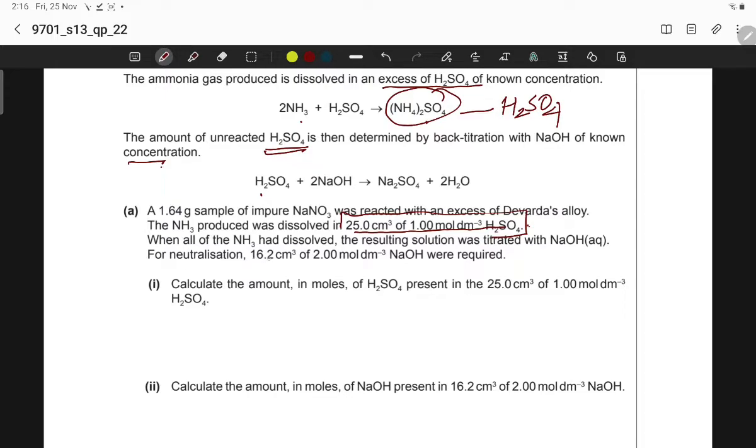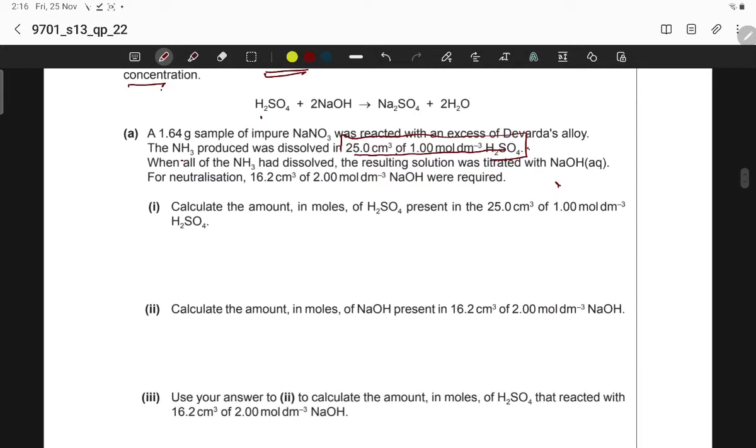When all of the ammonia had dissolved, the resulting solution was titrated with sodium hydroxide. Then this solution, which reacted with ammonia, reacts with sodium hydroxide for neutralization. 16.2 centimeter cube of sodium hydroxide was required. Calculate the amount in moles of sulfuric acid present in 25 centimeter cube. So first calculate the mole of sulfuric acid.